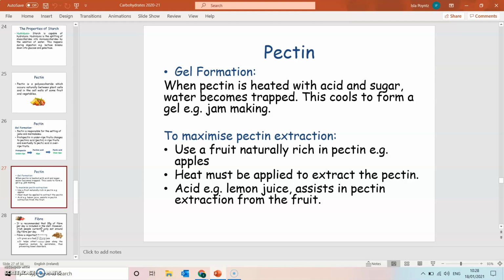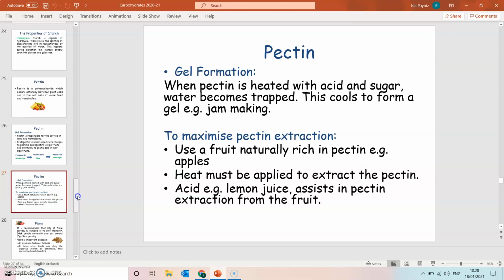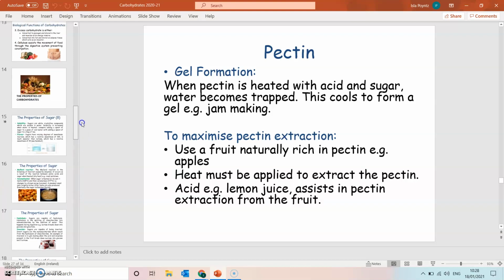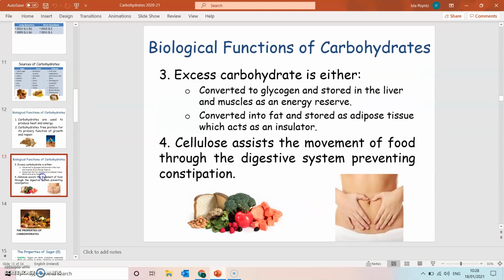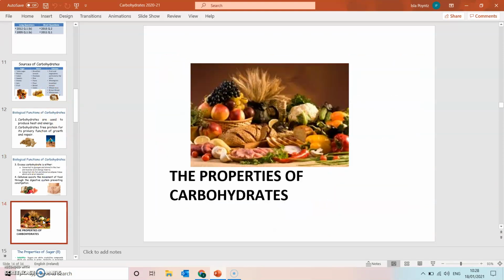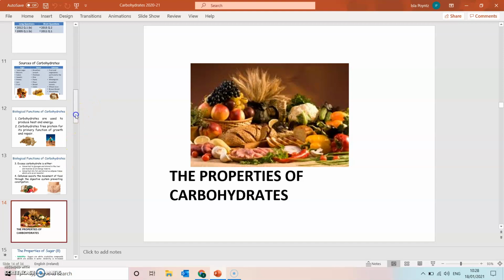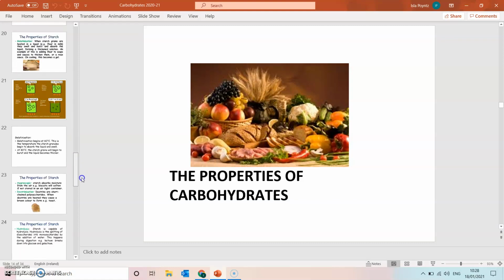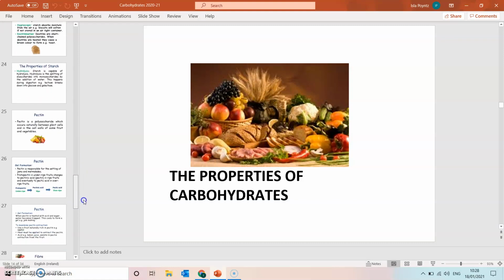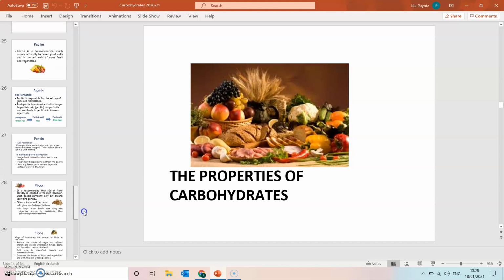So that's as far as we have got to this week. So slides 11 to 27. Now there's quite a bit there, right? We started off with the sources, which was fine, and then the functions, those 2 pages. But the properties, we divided them into sugar properties, starch properties, and then the properties of pectin. So there's quite a lot there to learn, okay? And you will be having a test on this when we get back. So learn it and learn it well.